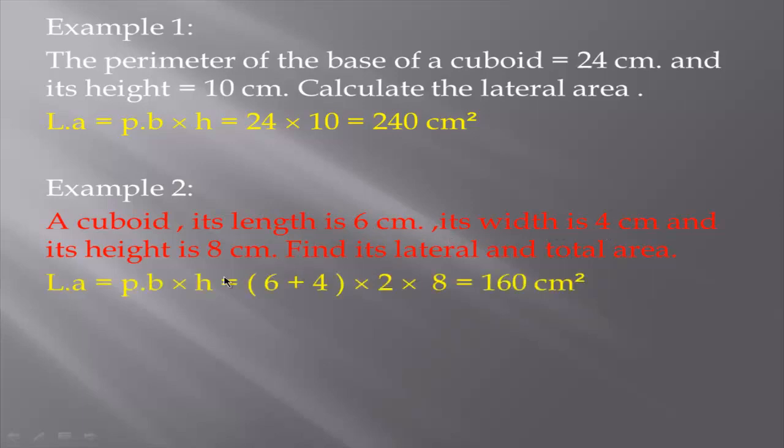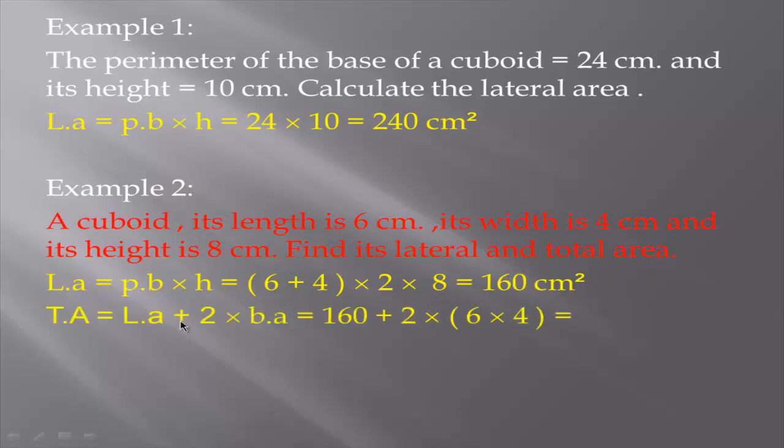Now the lateral area will be the perimeter of the base by height. The perimeter, as the base is a rectangle, is length plus width, by 2, by height. So 6 plus 4, by 2, by 8 as the height, equals 160 centimeters square.